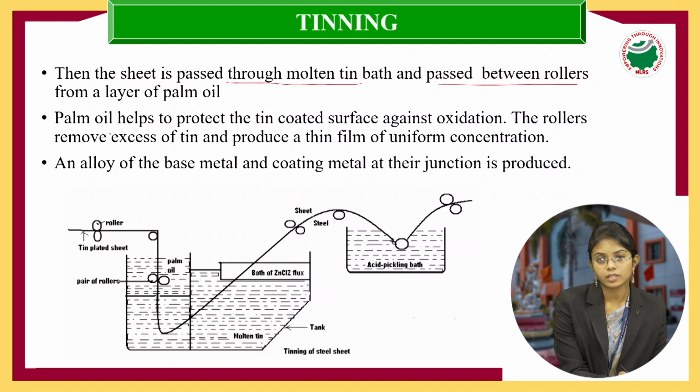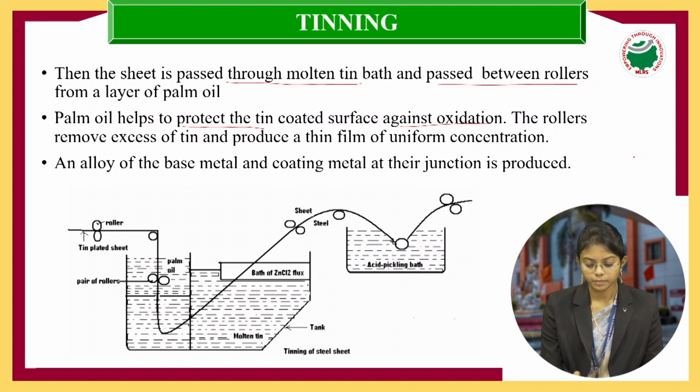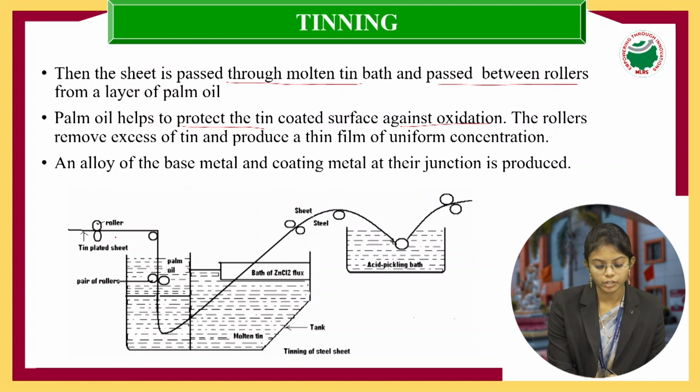Now here, as we are using palm oil in the hot rollers, it helps protect the tin coated surface against oxidation reactions. Then the rollers remove, as I said, the excess tin. Now the junction between the base metal and the coating metal is produced. So if you observe here, we place the tin metal first after acid pickling, and next we move through a pair of hot rollers containing palm oil, and then the tin plate sheet is removed.